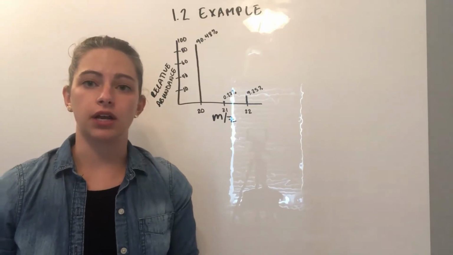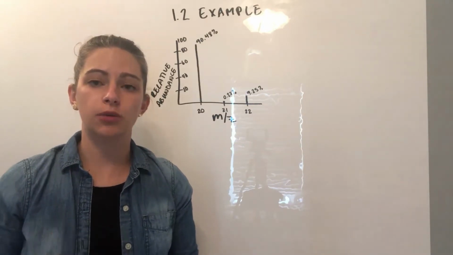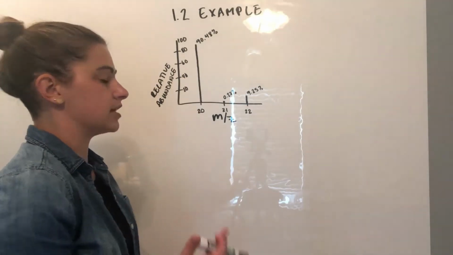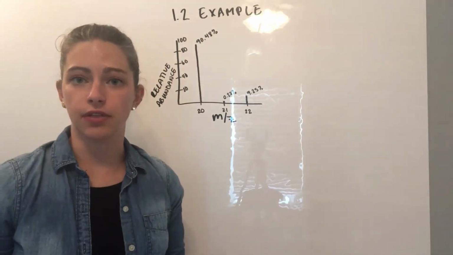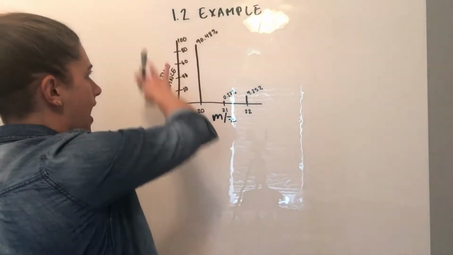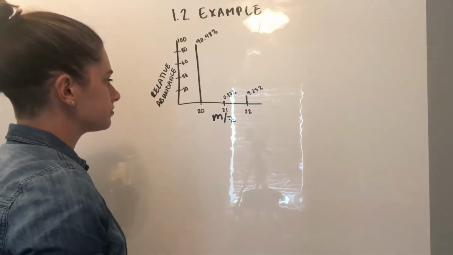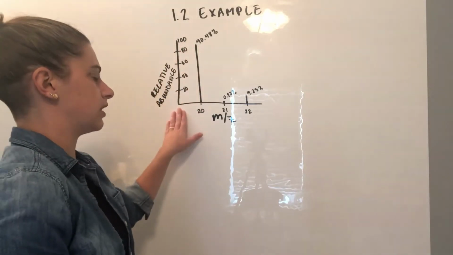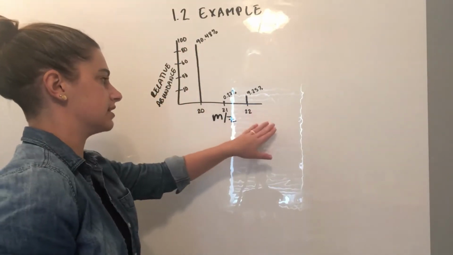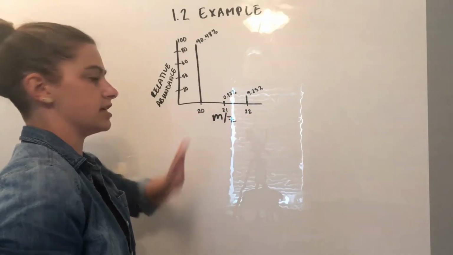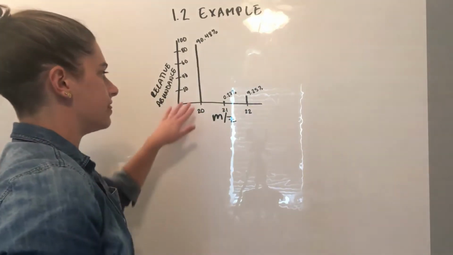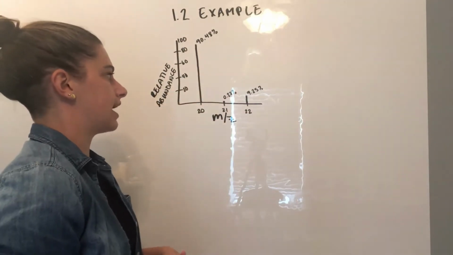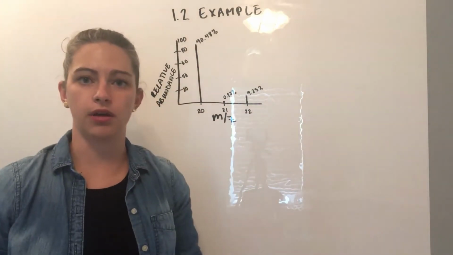What we're going to talk about in this video is interpreting a mass spec or mass spectrum, and then how we can use those numbers to do a couple of different things. So here I have a mass spectrum sketched up on my board. As a reminder, on your y-axis, it's relative abundance. On your x-axis, it tells you the mass of each isotope.